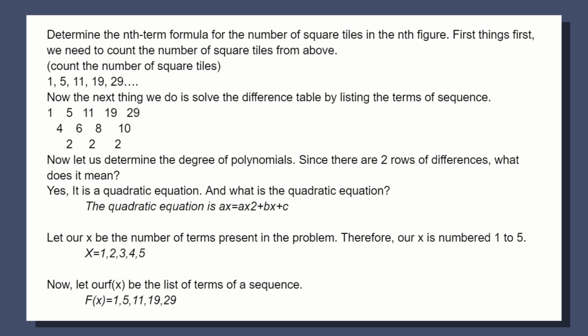The next thing we do is to substitute the numbers into the quadratic formula. x is equal to 1. This will be our first equation. f(x) is equal to ax squared plus bx plus c. 1 is equal to a times 1 raised to the power of 2 plus b times 1 plus c, and the answer is 1 is equal to a plus b plus c.